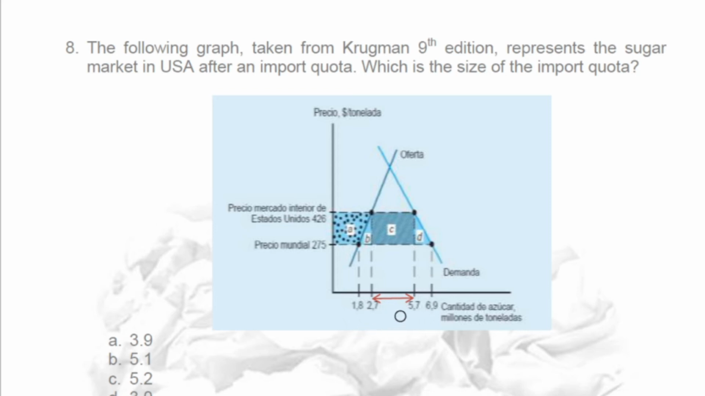Now, if a country imposes an import quota, the price will increase, yeah, and here will appear some things we will analyze afterwards. But the import quota would be 5.7 that the consumers of the country demand minus 2.7 that the domestic producers produce. So this extra demand should be imported. Yeah. So this is what the import quota is in this case.